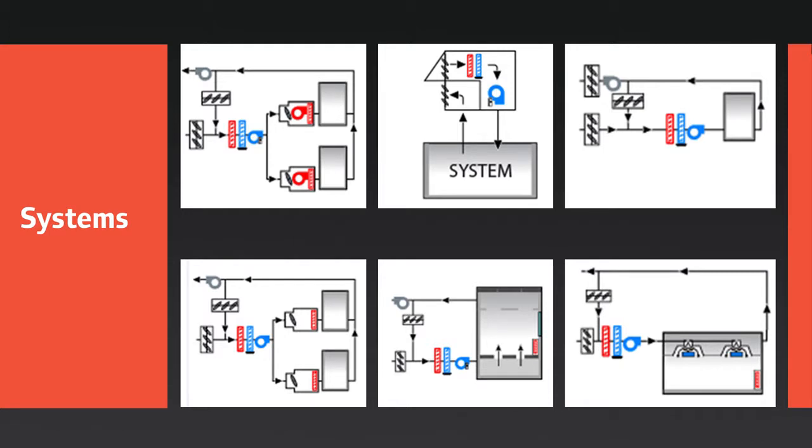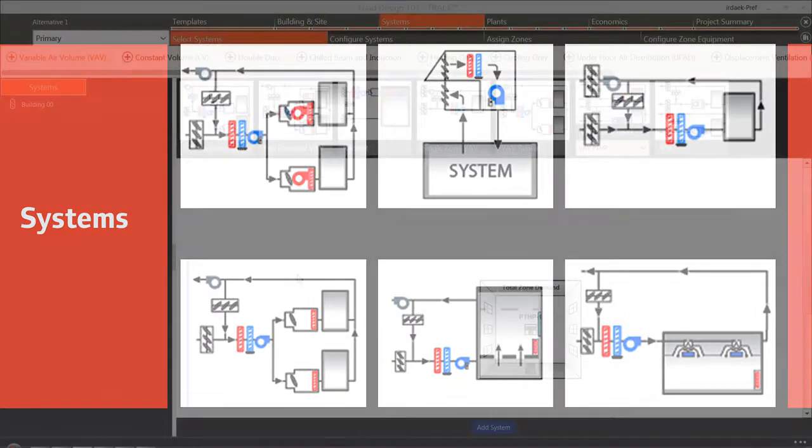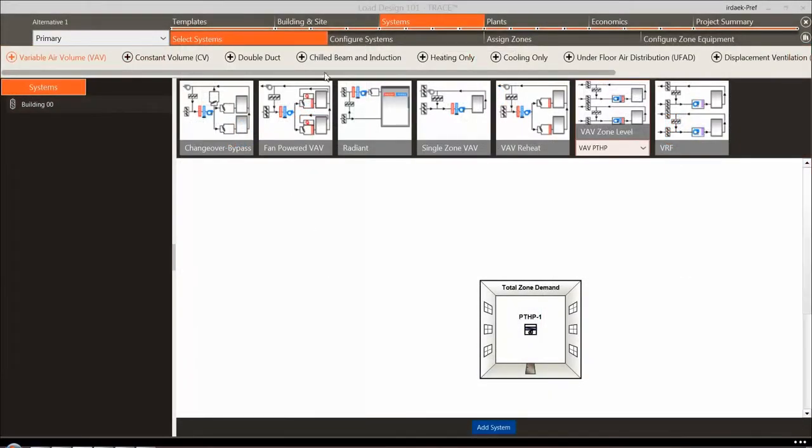Available systems include variable air volume, constant volume, underfloor air distribution, double duct, and variable refrigerant flow, just to name a few. Let's look at how to select systems in the program. The first section within Systems is Select Systems. Here we will select the specific systems that will condition the building.